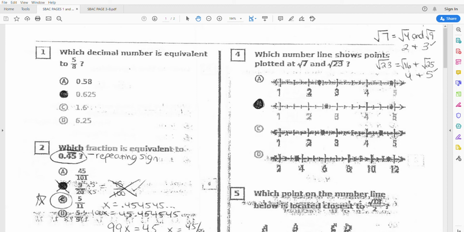The correct answer is B, and the way you do that is you just divide the numerator into the denominator, 5 divided by 8, and you get 0.625.